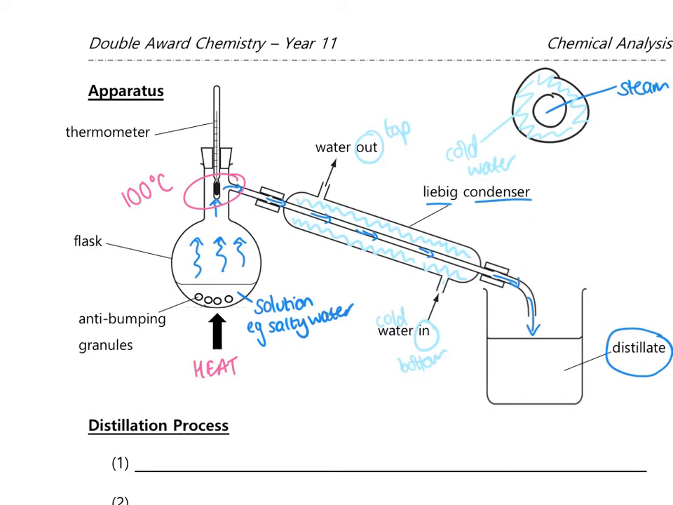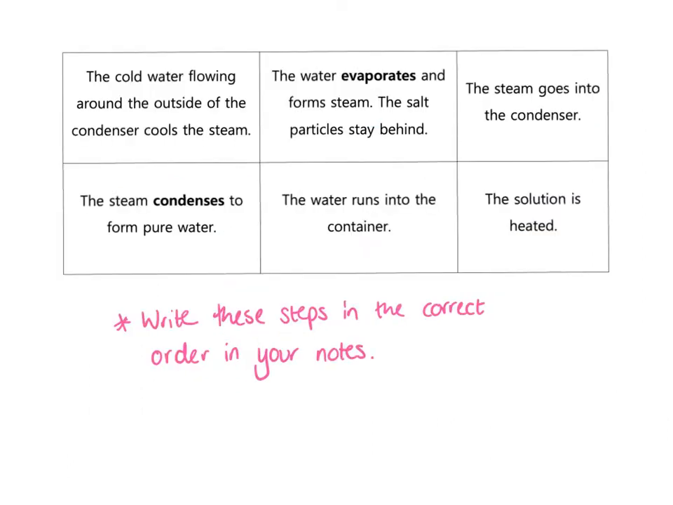What I'm then going to do is put up some steps, but they're not going to be in the correct order. So I'm going to put up the steps of distillation. They're not in the correct order. So what I want you to do is to write them into your notes in the correct order. So here are the 6 steps that need written into your notes in the distillation steps. And they are not in the correct order, so you need to put them in the correct order and write them in. So you'll need to pause the video so that the steps remain on the screen and you can write them into your notes.